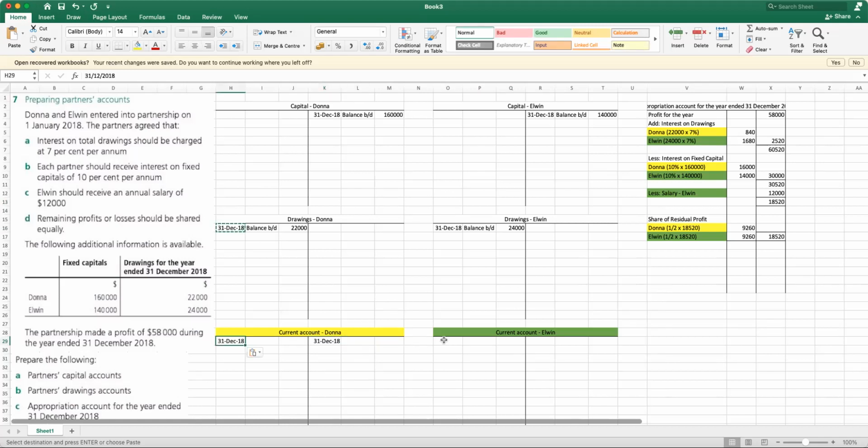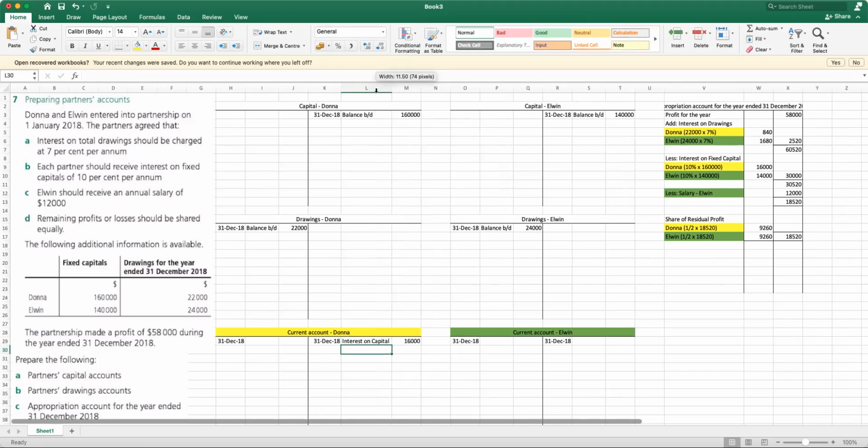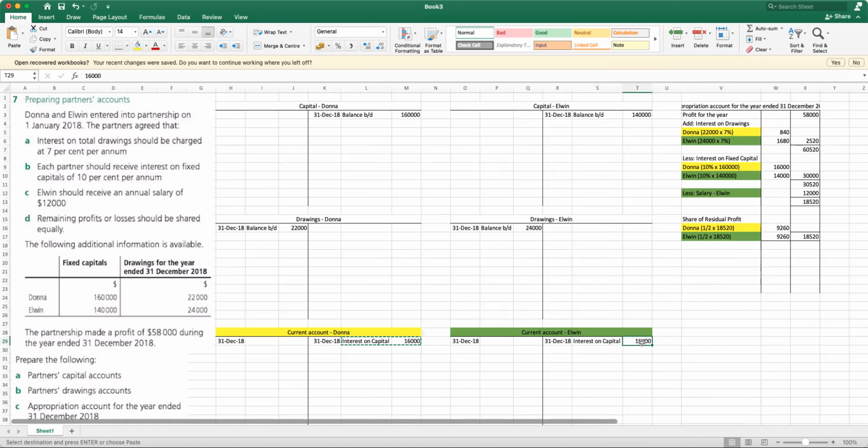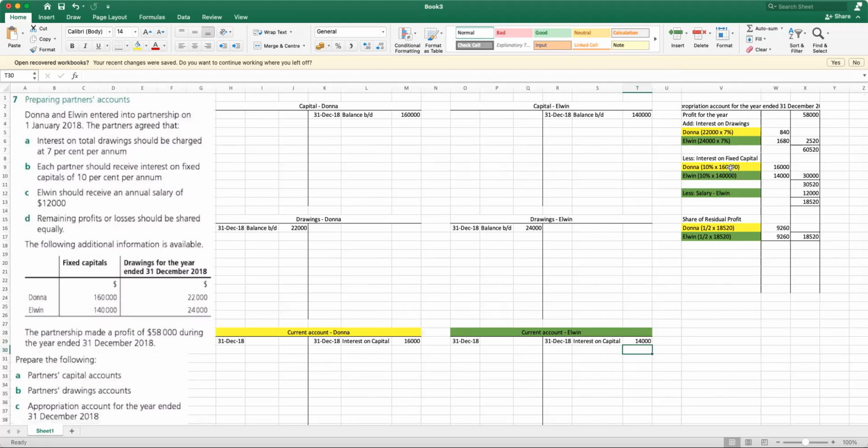So there'll be something as well. Okay. So the first one here would be 16,000, which will be interest on capital. Same thing here, interest on capital for Alvin. So Alvin will get 14,000. Okay, let's just finish up Donna's one first. So we've done 16,000 this one, and then we have a share of profit.